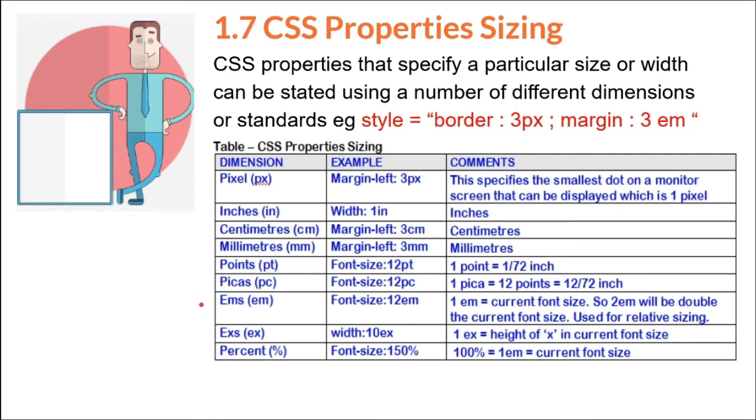An EM is a relative measure, so if we say font-size: 12em, what that is saying is to make the font size 12 times the default font size in the web page. This is very useful for doing relative spacing of fonts, so you can just change one default font and that will change all of the relative fonts automatically.